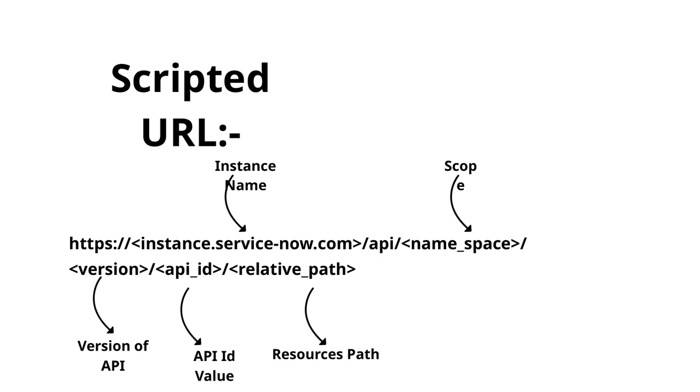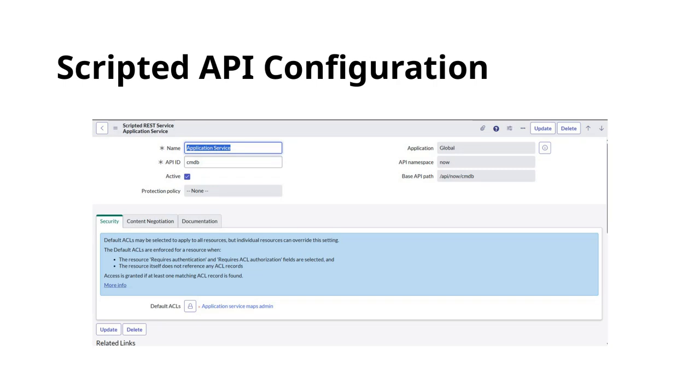Additionally, on the slide, you'll see details like the instance name, scope, API ID value, resources path, and version of API. These are all important components that help you structure your URL correctly and understand the context of your API calls. Overall, this URL structure is fundamental because it standardizes how we access different parts of a service, making integrations reliable and efficient. Connecting this to our broader theme, mastering URL construction is essential for seamless API communication and effective automation within ServiceNow.